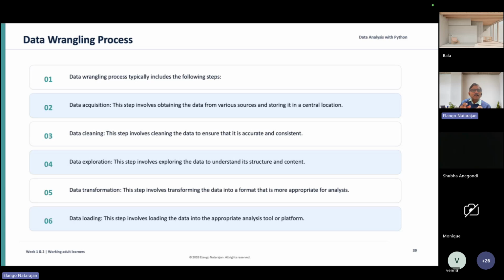The data wrangling process includes data acquisition, I mean collection of data. You collect from various sources. After collecting from various sources, you bring them to a central location. Then you thoroughly check the data. Thoroughly checking the data means you have to clean the data. You have to identify the missing data and the duplicated data. All of these are to be corrected to make your data consistent and accurate. That's very important.